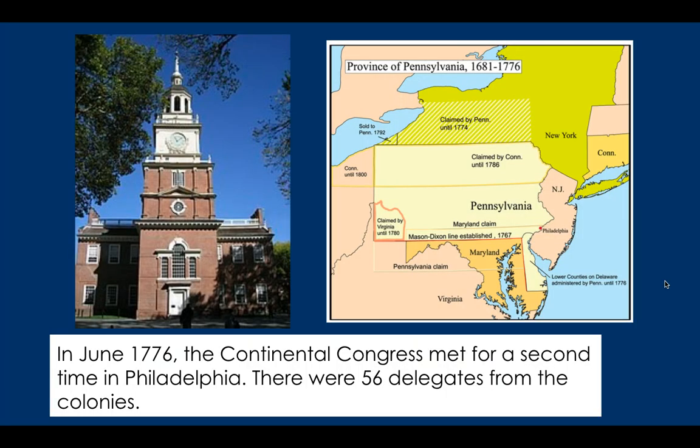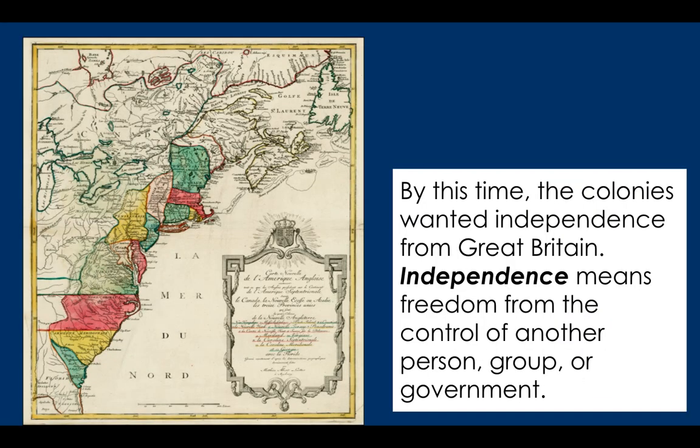In June 1776, the Continental Congress met for a second time in Philadelphia. There were 56 delegates from the colonies. By this time, the colonies wanted independence from Great Britain. Independence means freedom from the control of another person, group, or government.